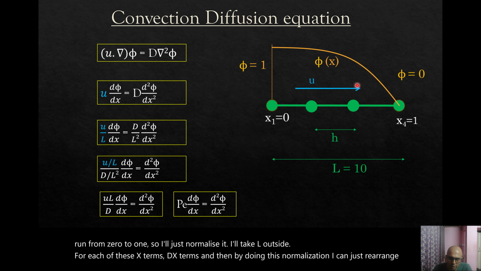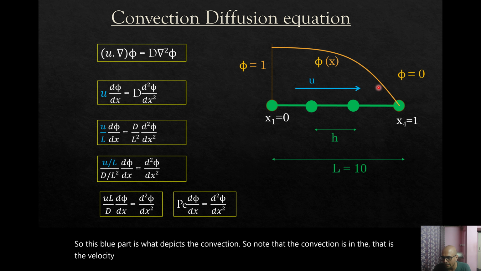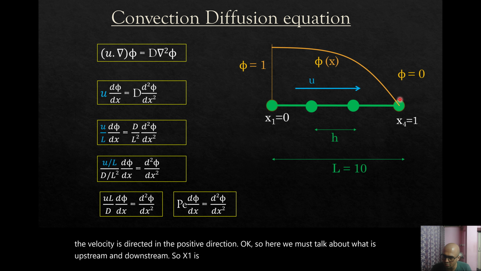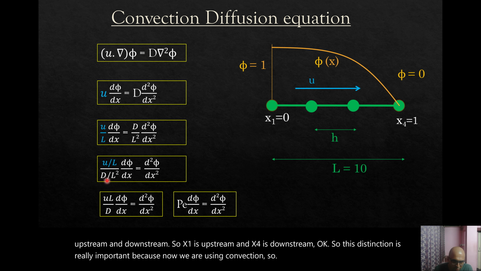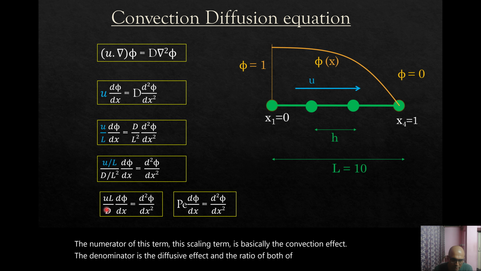So this blue part is what depicts the convection. Note that the velocity is directed in the positive direction. Okay, so here we must talk about what is upstream and downstream. So x1 is upstream and x4 is downstream. This distinction is really important because now we are using convection. The numerator of this scaling term is basically the convection effect. The denominator is the diffusive effect, and the ratio of both of these is basically UL by D, which is also called the Peclet number.